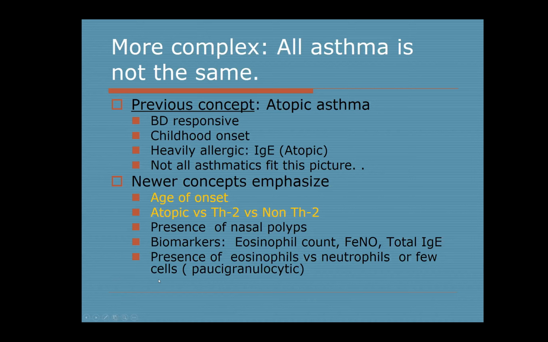versus very few cells. Now, you know that we do not biopsy most asthmatics' airways, and this is really a very rare group, but occasionally we will do that because we have a patient who doesn't seem to fit into the Th2 phenotype.